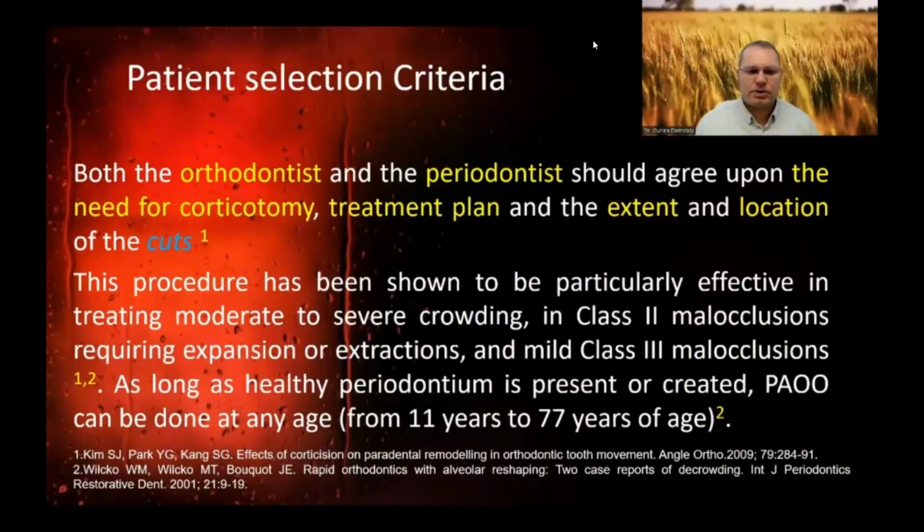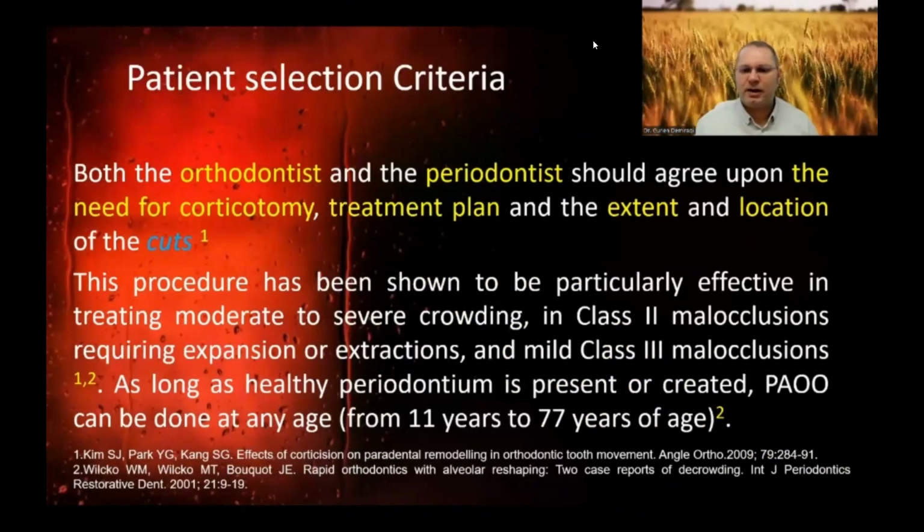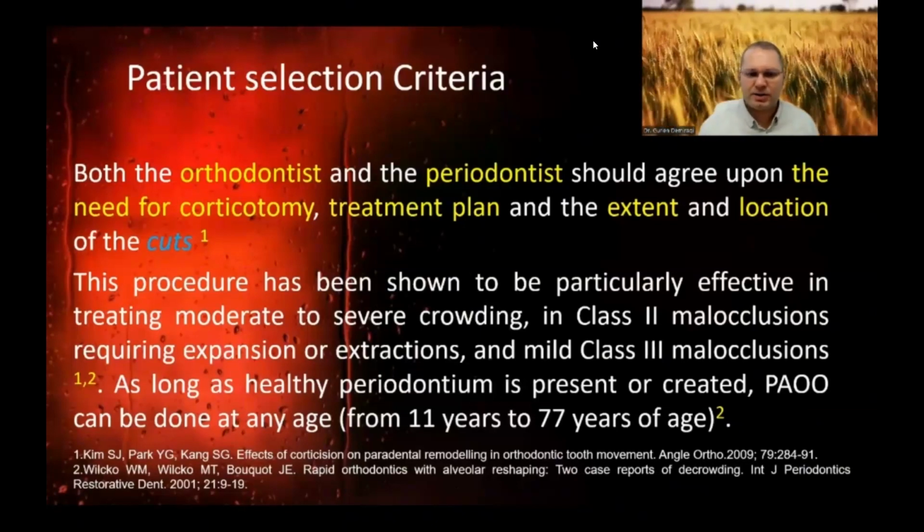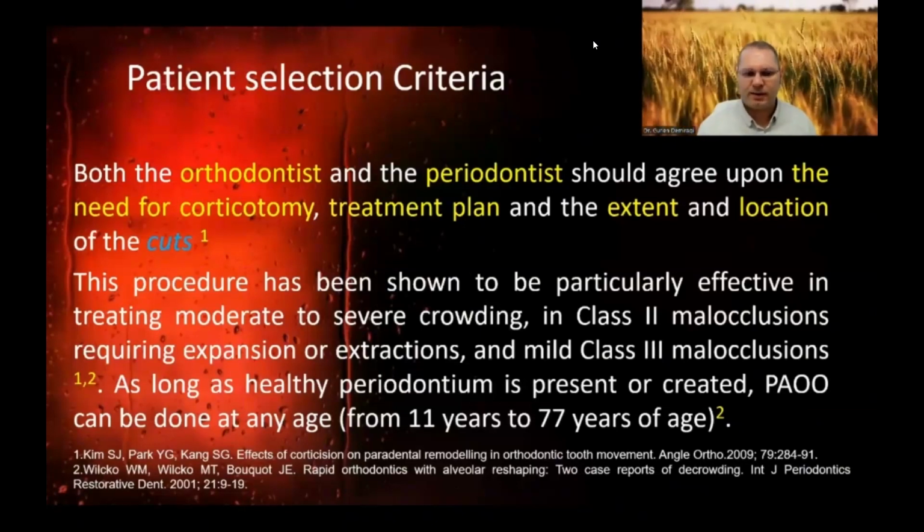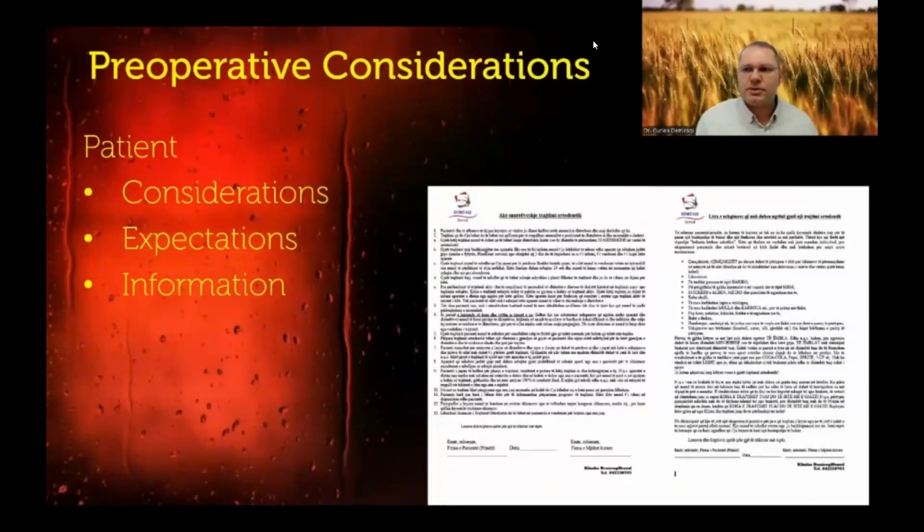Periodontally accelerated osteogenic orthodontics can be done at any age. Ages from 11 to 77 have been taken into consideration because there are cases of this, as you can see in the bibliography. Preoperative considerations.